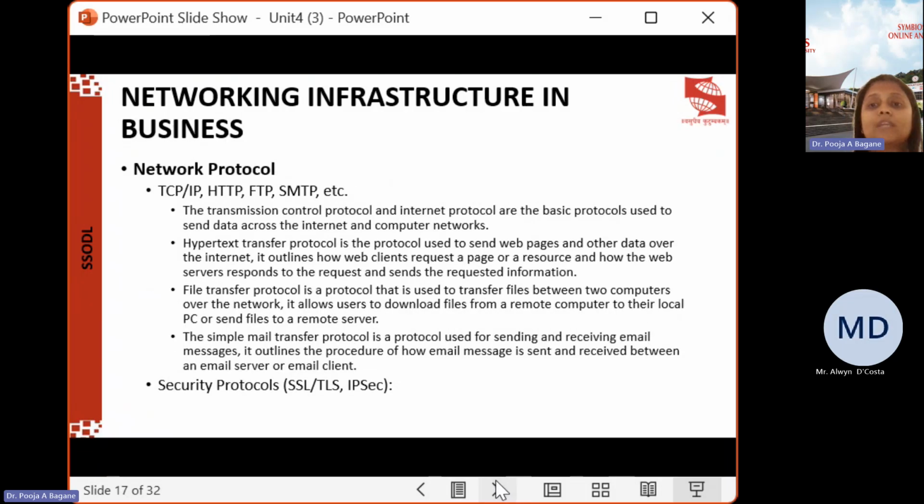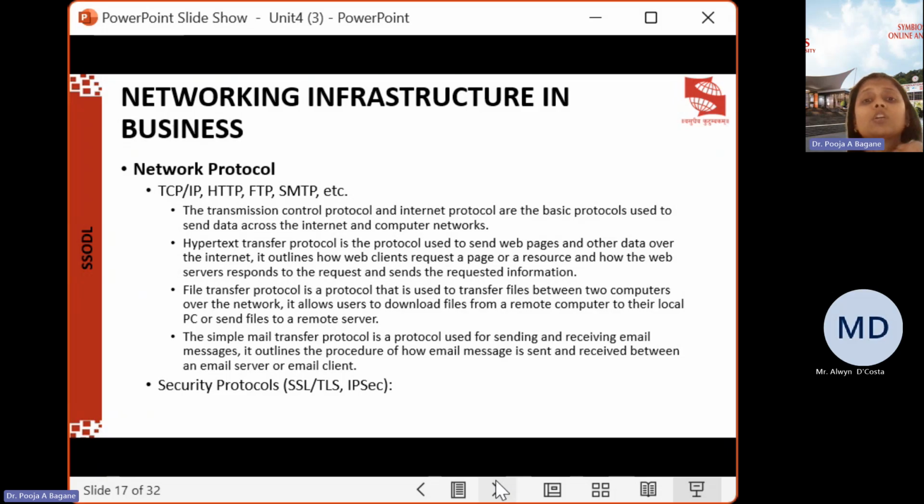So there are TCP/IP, HTTP, FTP, SMTP, SSL, TLS, and IP security; those are some network protocols. We will discuss them one by one. The first one is TCP/IP. As the name itself indicates, Transmission Control Protocol and Internet Protocol.